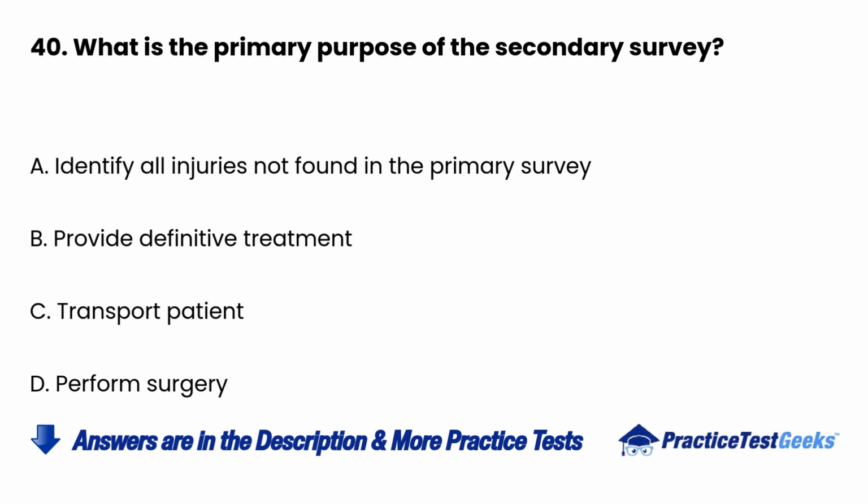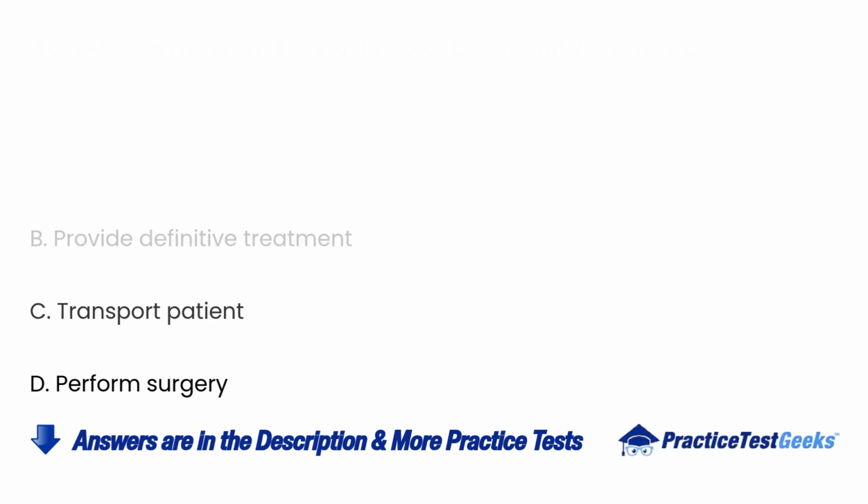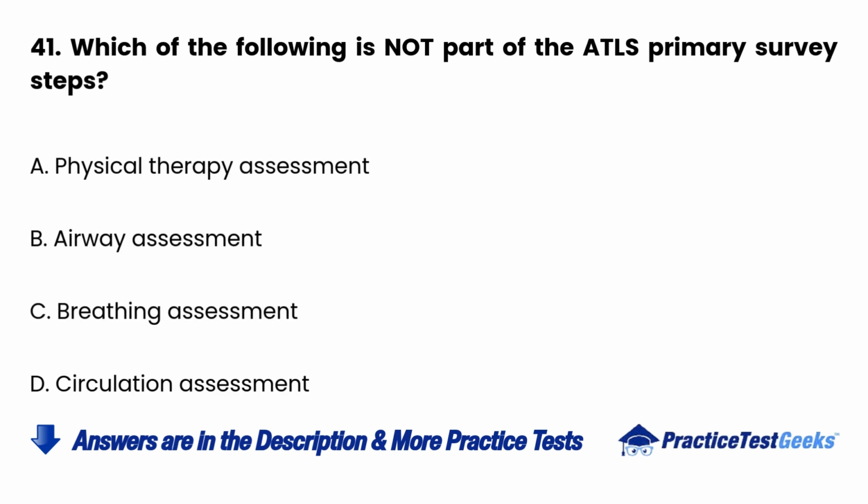A. Identify all injuries not found in the primary survey. B. Provide definitive treatment. C. Transport patient. D. Perform surgery. 41. Which of the following is not part of the ATLS primary survey steps?